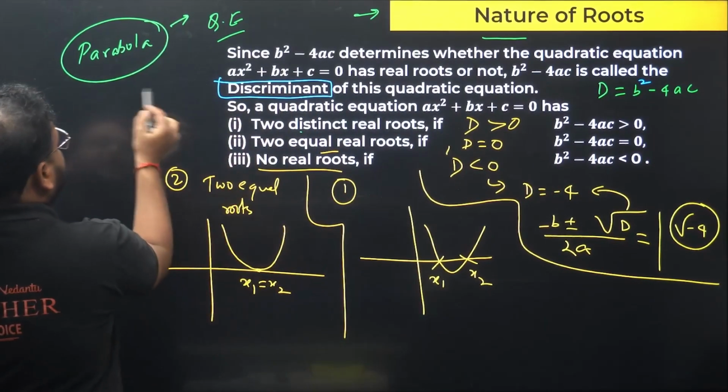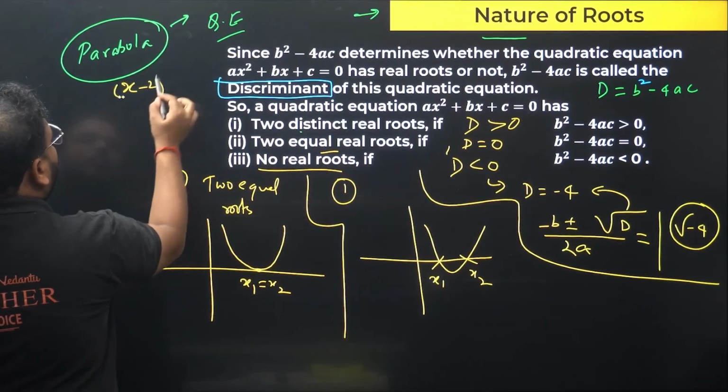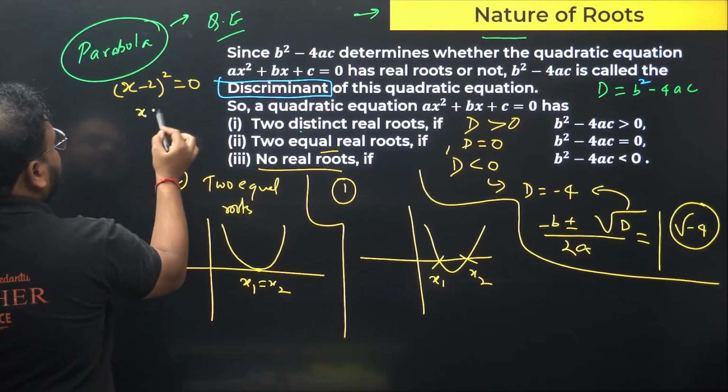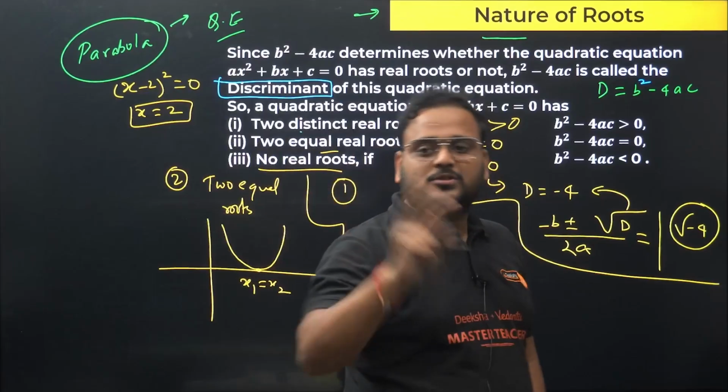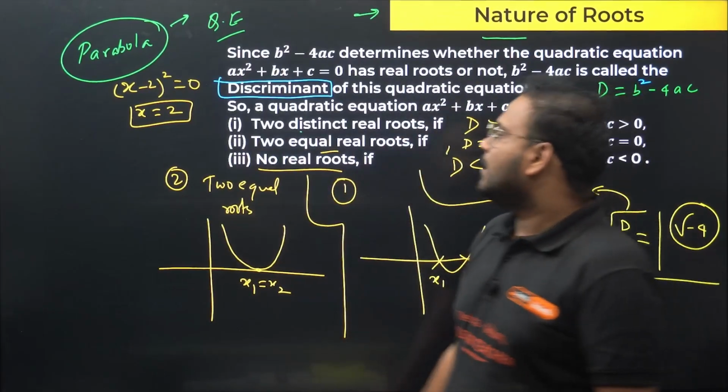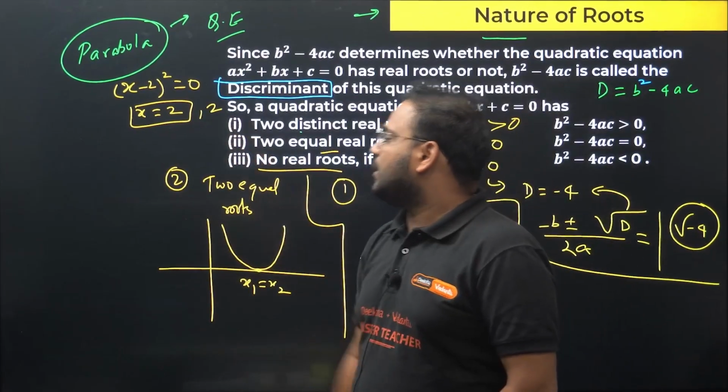For example, I can take x minus 2 the whole square equal to 0. What is the answer? x equals 2. How many answers are there? 2 answers. Both the roots are the same, 2 and 2.